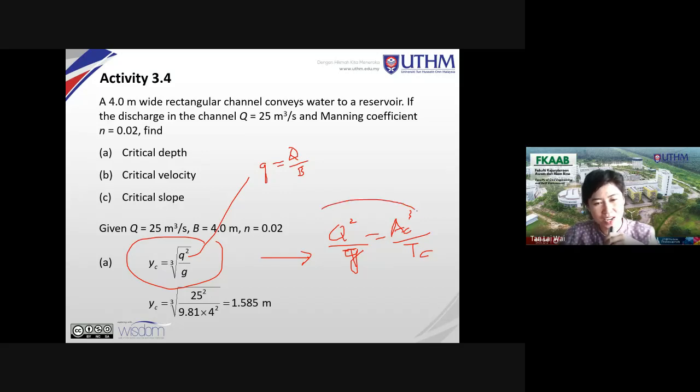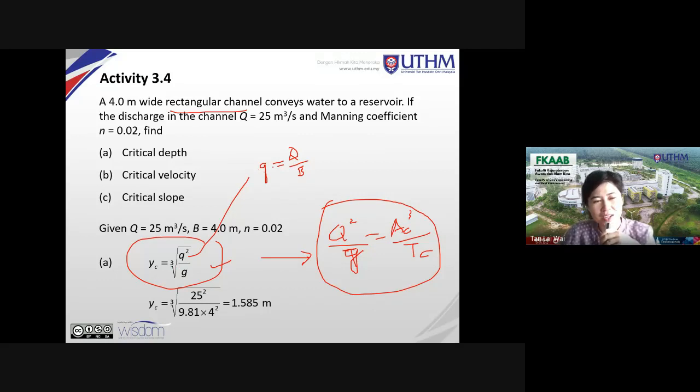Persamaan ni boleh digunakan untuk semua keratan, tak kisahlah trapezoidal ke compound ke apa-apa saja. Tetapi formula ni hanya boleh guna untuk segi empat saja, keratan segi empat je. Kena hati-hatilah. So kalau tengok formula soalan ni dia cakap rectangular channel. So saya gunakan, memudahkanlah, saya tak nak cari A dan sebagainya kan. Jadi saya guna teruslah formula ini.